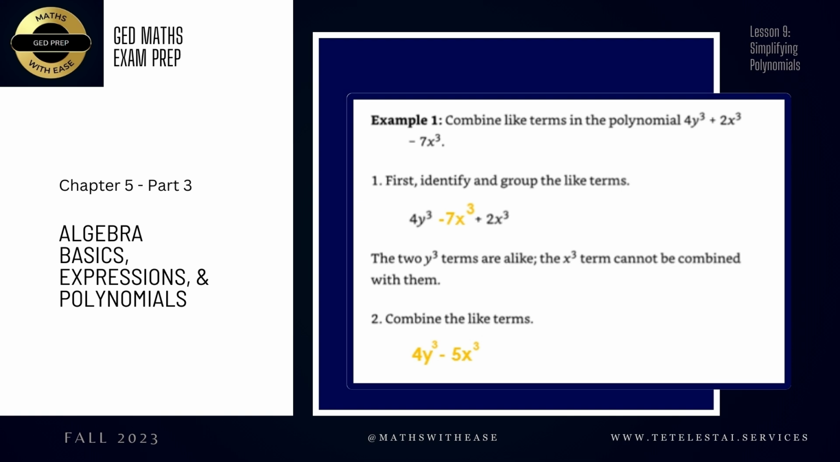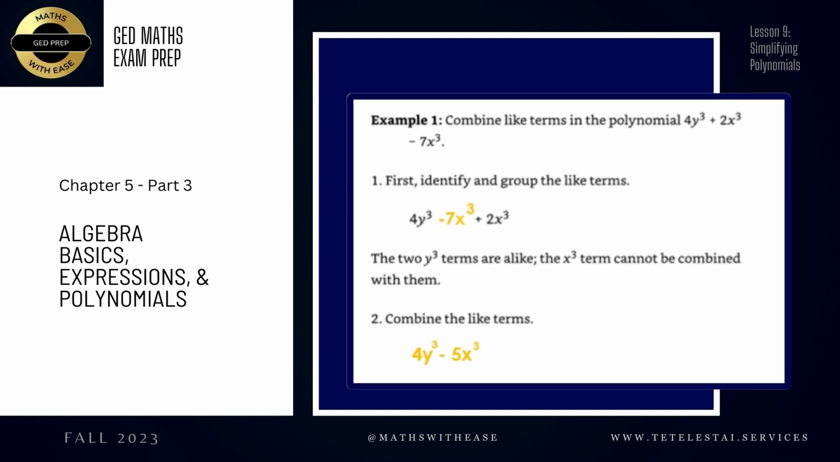And then 2x cubed and 7x cubed, we know are like terms based on the information that we just covered. They share the same power and the same variable. So then you would combine those two together. So negative 7x cubed plus 2x cubed gives you negative 5x cubed. And then you would just simply write down 4y cubed as is because there's nothing to subtract from it or add to it. No terms like it. And so your simplified polynomial turns out to be 4y cubed minus 5x cubed.